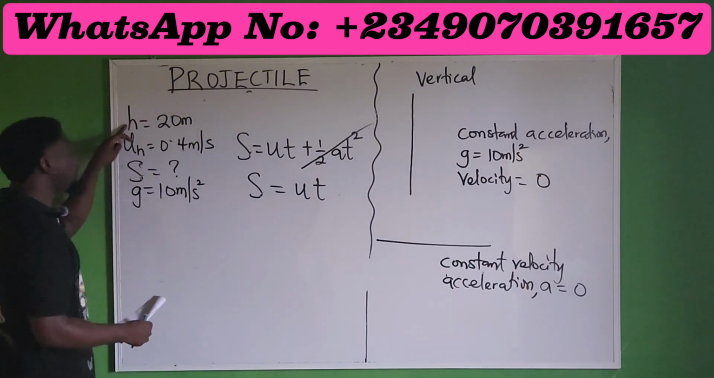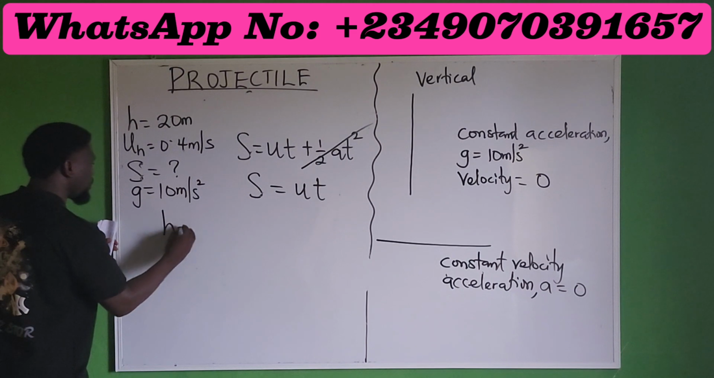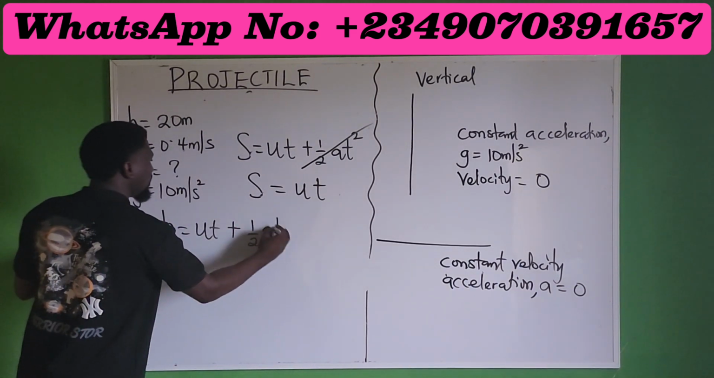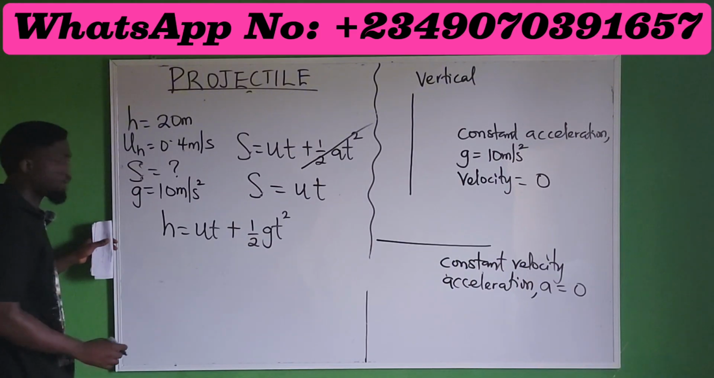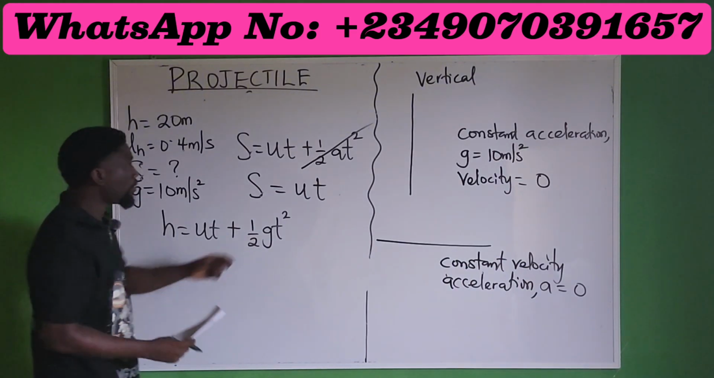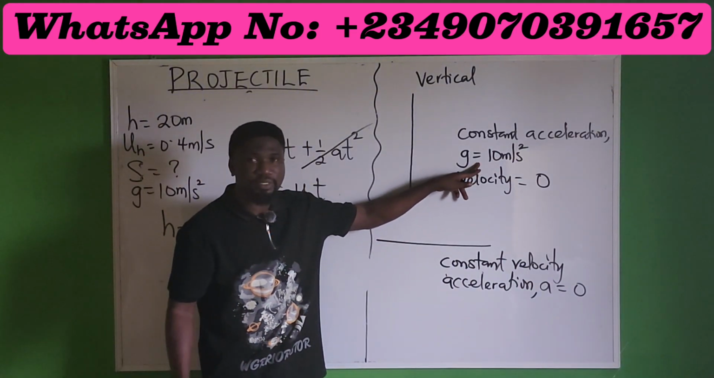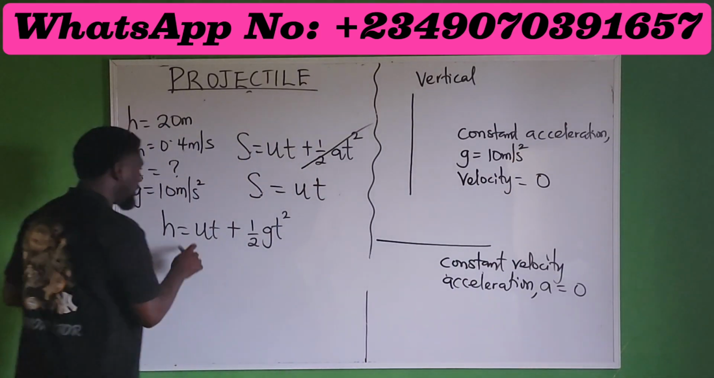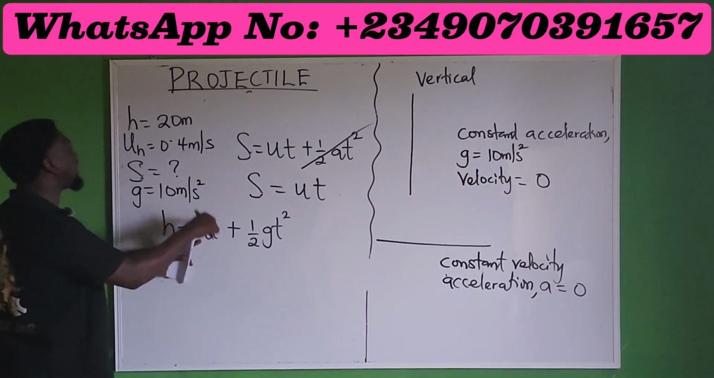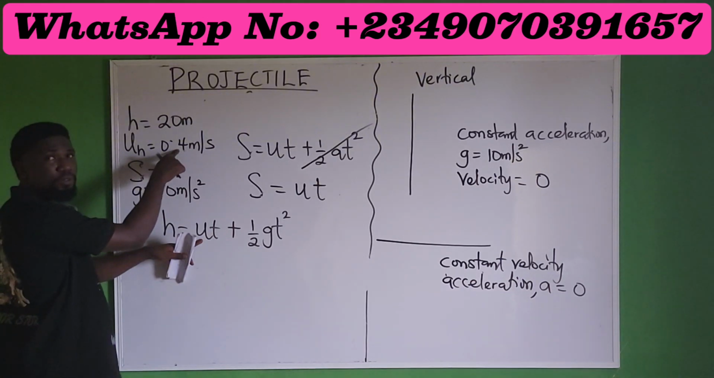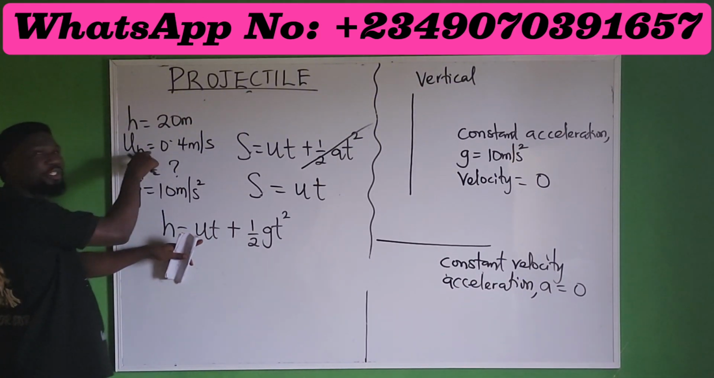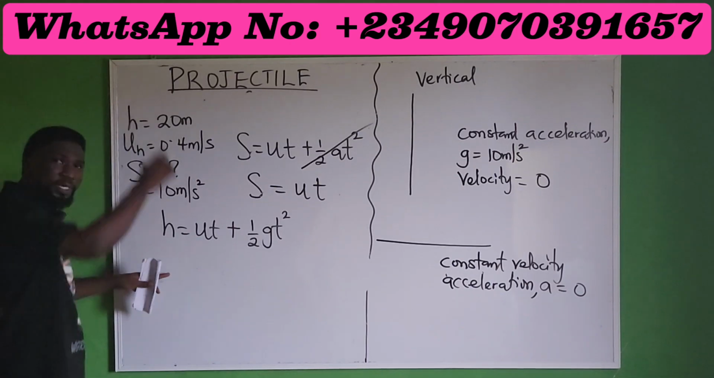So from this, h, that is the height, h is ut plus half gt squared. For the vertical motion, we said g is 10 meters per second squared, and initial velocity is 0. So this u here, we are not using that of 0.4. We are not making u to be 0.4. This 0.4 is for the horizontal. H, that's vertical.